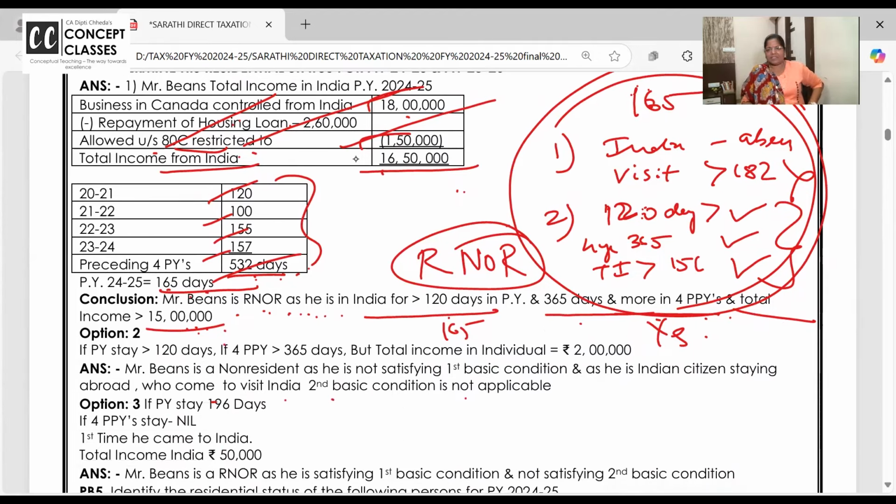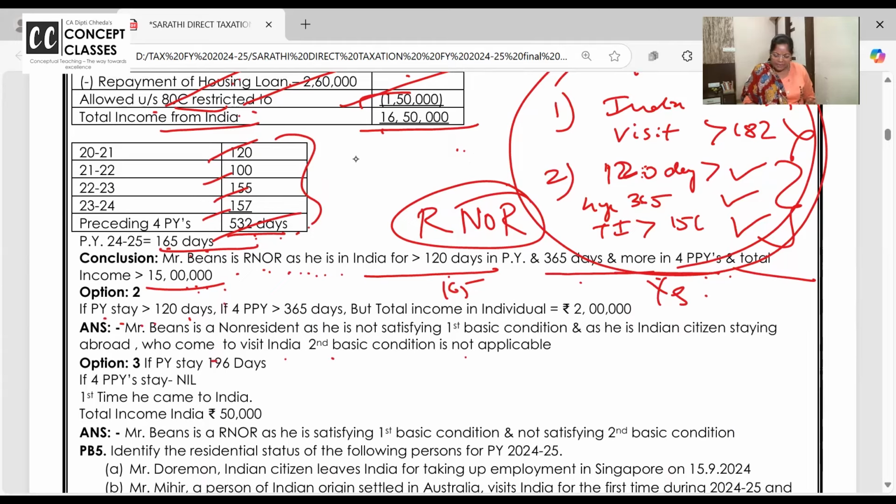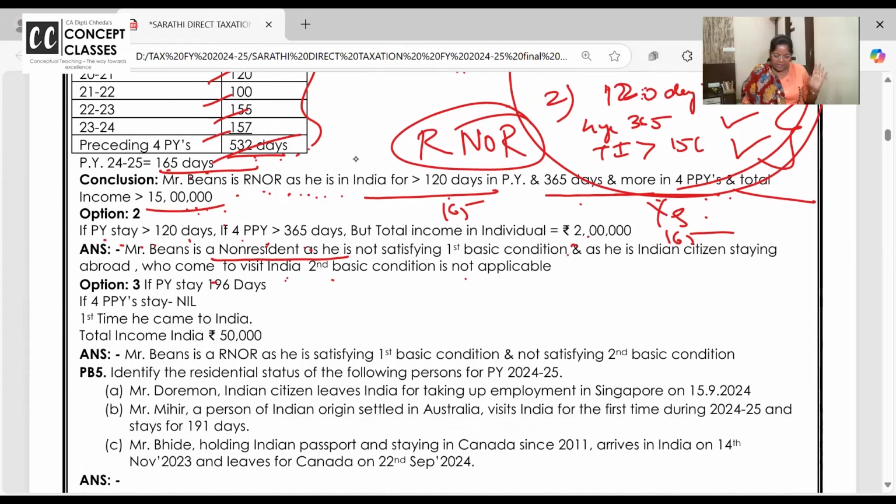Option 2: in the previous year he stays more than 120 days, and in the preceding 4 years 365 days, but total income is only 2 lakhs. What will be the answer? He will be non-resident, as total income is less than 15 lakhs. I don't want to go into this hassle. 182 days or more in India, resident. No, you are in India only for 165 days. Preceding 4 years, 365 days. But total income is not more than 15 lakhs. Sorry, you are non-resident.